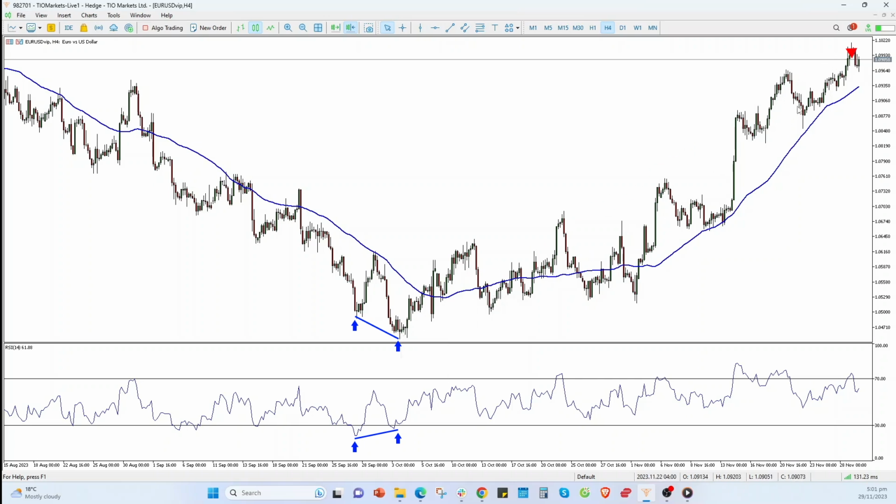Let me show you another example. Do you see these three peaks in the RSI here? Each peak is lower than the previous, but look at what the price has done. It has continued to make higher highs. Each peak is higher than the previous one. This is divergence, and what we can expect to happen next is for the price to fall.